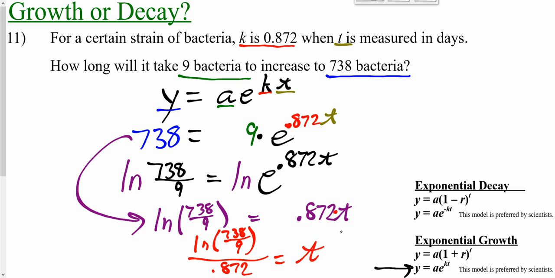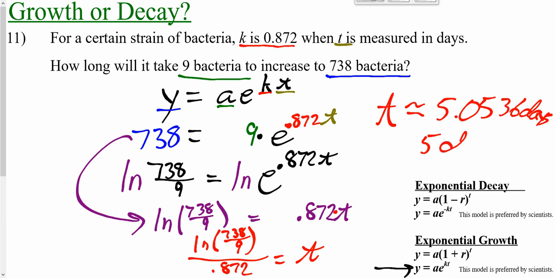So you type this into your calculator, go natural log. It already gives you a parenthesis. You go 738, then hit divide, then 9, then close your parenthesis, then divide, and type in that 0.872. And when you do that, you get t to be about 5.0536 days. Now, I would probably just say that's basically 5 days. It's extremely close to that.